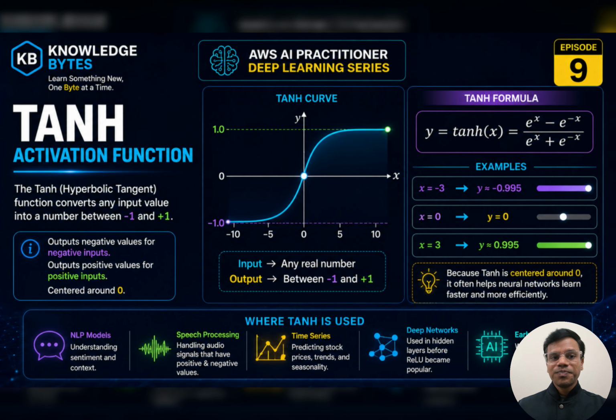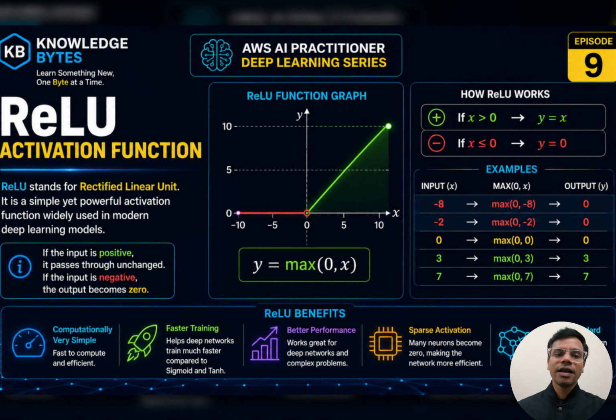But Tanh can still suffer from the vanishing gradient problem in deeper networks. So researchers needed something faster and simpler. That brings us to ReLU. ReLU is very important. Now let's get into the details of the ReLU activation function.